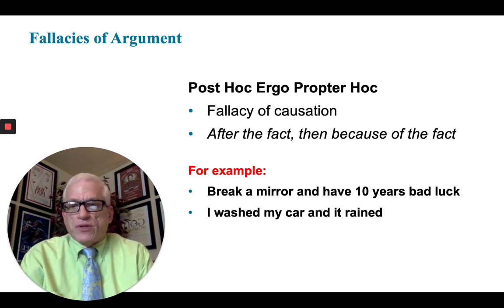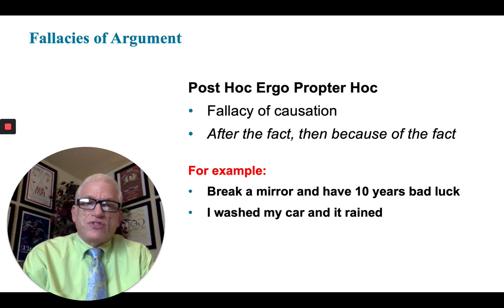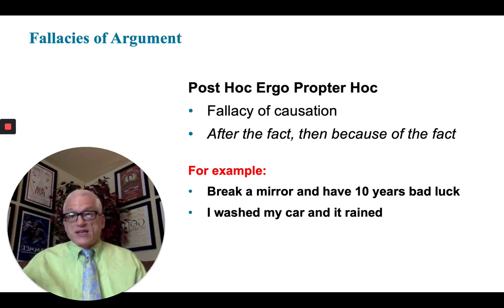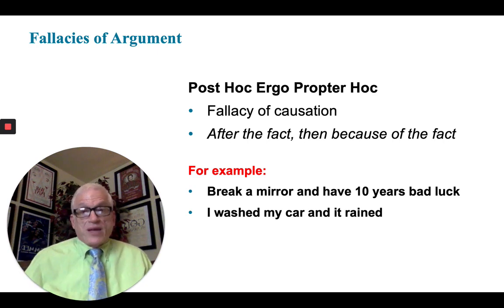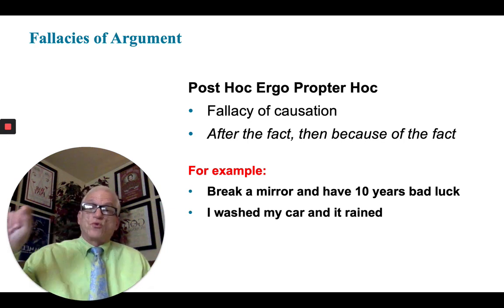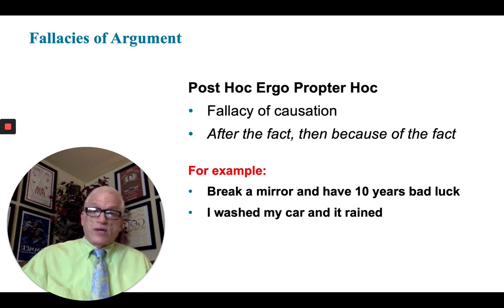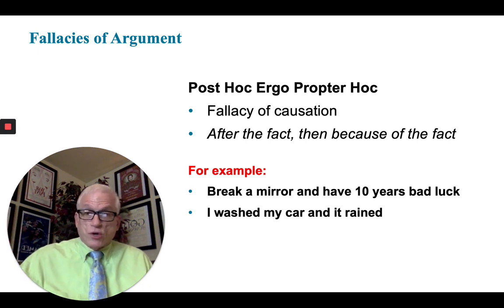An example of this is I break a mirror and I have 10 years bad luck. If I have bad luck, I mean, something happens to me, I get into a car accident or I lose my job, I'm going to go back and say, yep, that mirror broke. That's why I have all this bad luck. This is, again, a fallacy of causation. It assigns the reason for my bad luck to the breaking of the mirror, but there really is no way possible we could prove that.